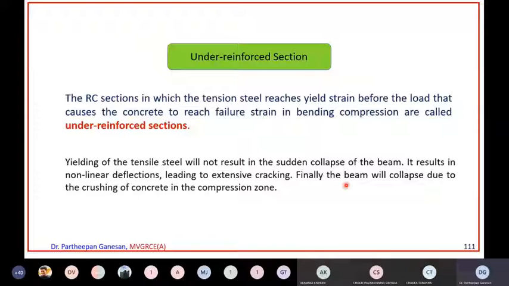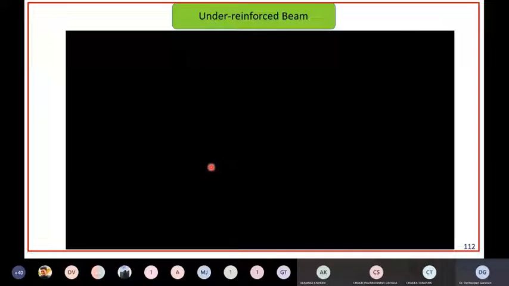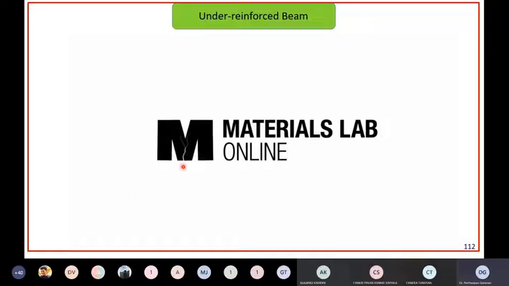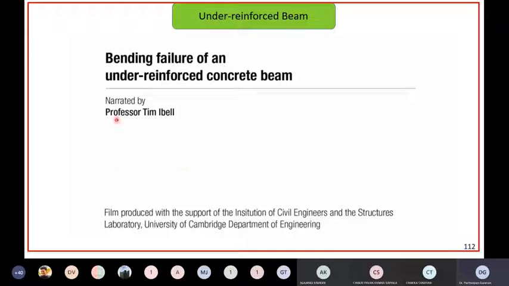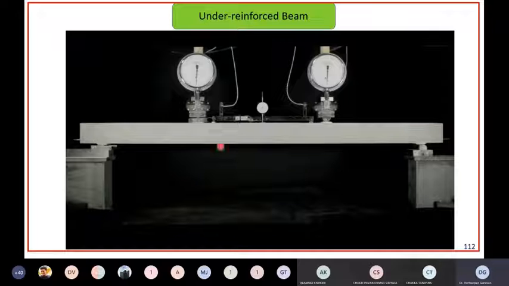See, the final failure will be crushing of concrete, but the initial failure will be due to yielding of steel in an under-reinforced section. Now, you see here one video. I downloaded it from YouTube, so you can see the bending failure of an under-reinforced section. This video shows an under-reinforced concrete beam being tested.